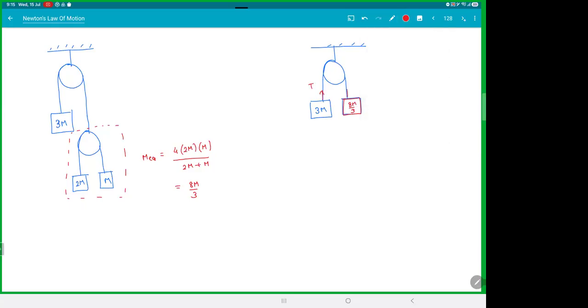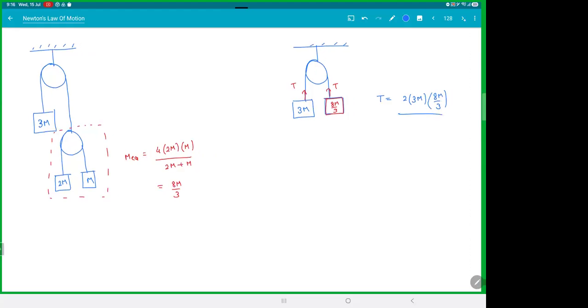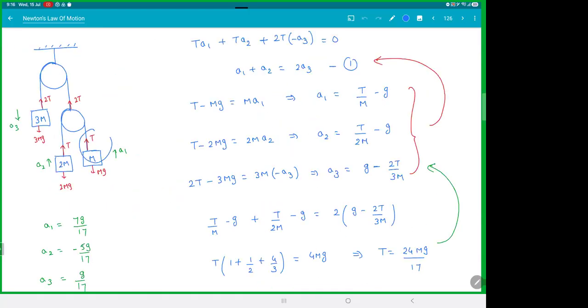This is tension and this is tension, and I know how to calculate that. So tension will be 2 into 3M, into 8M by 3, by 3M plus 8M by 3, into G. That turns out to be, 3, that's 9 plus 8, 17. 3 will cancel, and that would be 48 mg by 17, which is right actually, because this tension was 24 mg. This was 2T, which is double of this, isn't it?